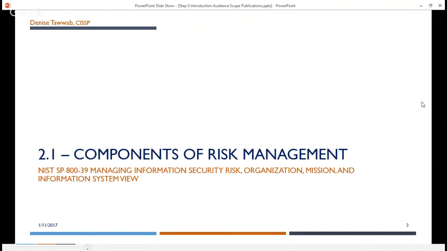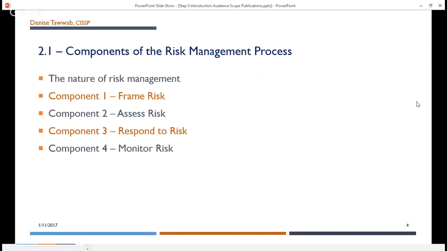All right, in this section, we're going to cover the components of risk management. There are four components in the risk management process. Component 1 is framing risk. Component 2 is assessing risk. Component 3 is responding to risk. And component 4 is monitoring risk. And that gives you the acronym FARM, F-A-R-M, for frame, assess, respond, and monitor.